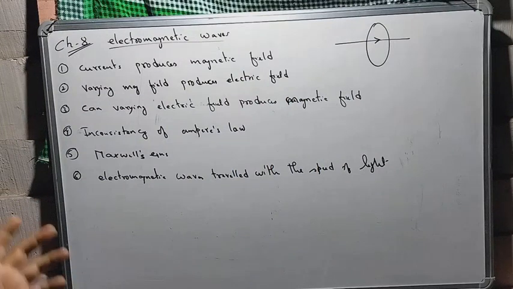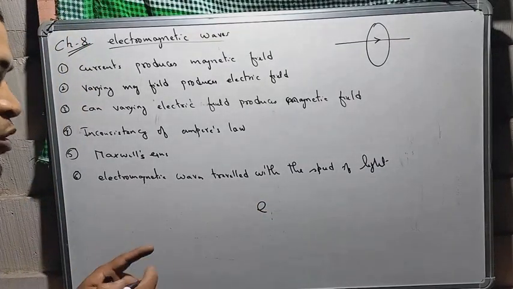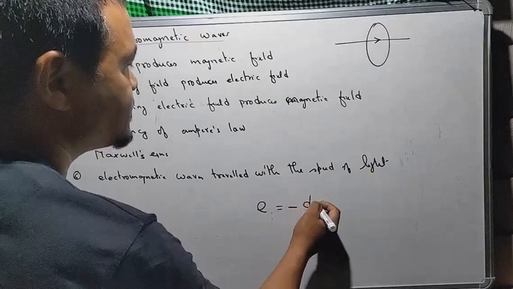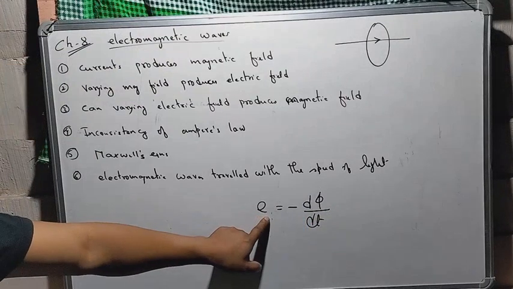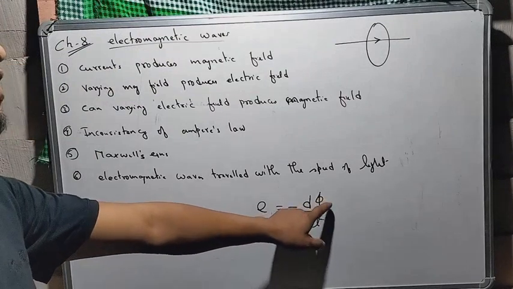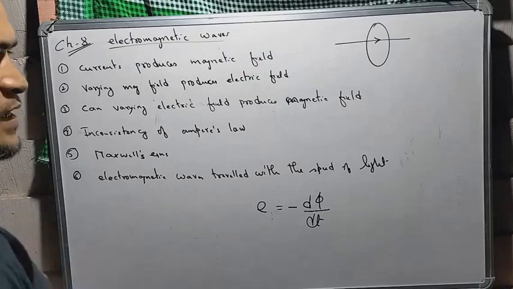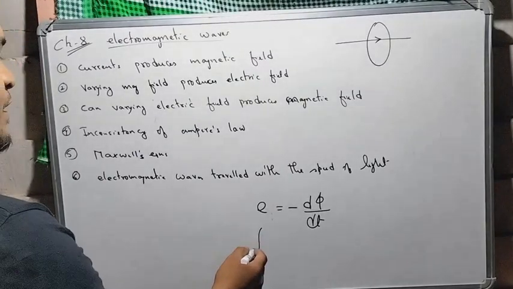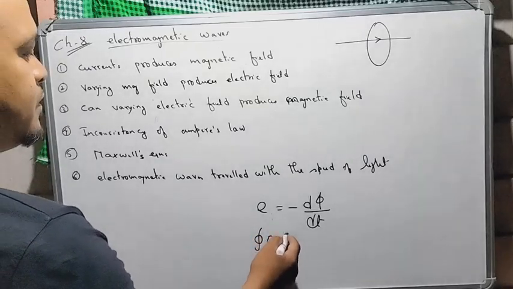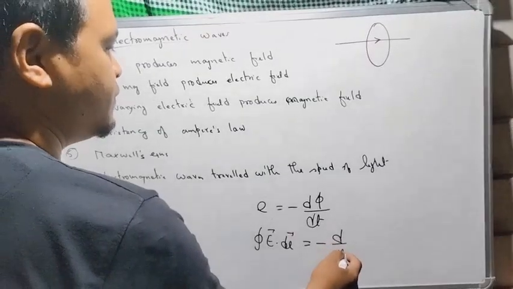Similarly, if you remember in electromagnetic induction, the EMF which is induced in the coil is written as minus d phi upon dt, where E stands for the EMF induced and d phi upon dt is the rate of change of magnetic flux. But this EMF is a potential difference only. So for a potential difference, I can write it as E dot dl, which means this is equal to d/dt of, now what is phi?